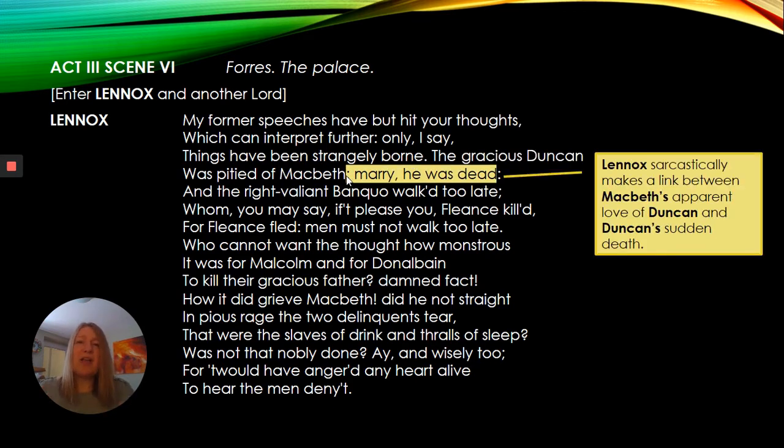And there's a sarcastic tone to Lennox's language all the way through this scene. And so he makes a link, quite sarcastically, between Macbeth's apparent love of Duncan. He says Duncan was pitied of Macbeth. That means Macbeth loved him. And Duncan's sudden death. So he's effectively saying Macbeth loved Duncan, then he was dead. And so there's clearly a tone here that makes the link between Macbeth and Duncan's death.